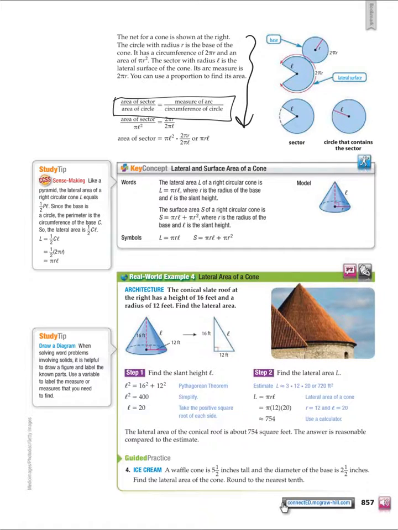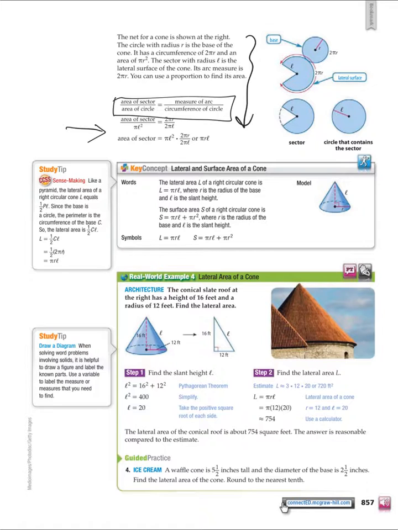So when we look at the area of an ice cream cone, that lateral area is pi r times the slant height. Now, it is not pi r squared. This explains to you, it's not pi r squared. It's not 2 pi r, okay, because the 2's are going to cancel out. It is just pi r times the slant height of the cone.